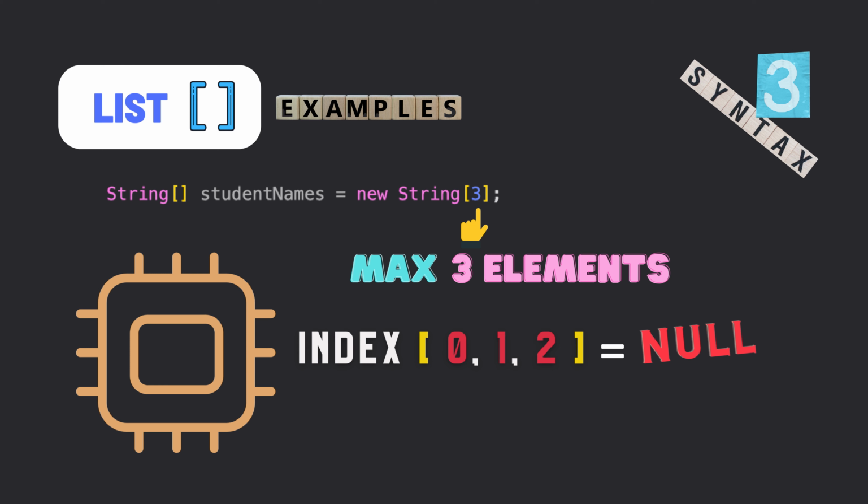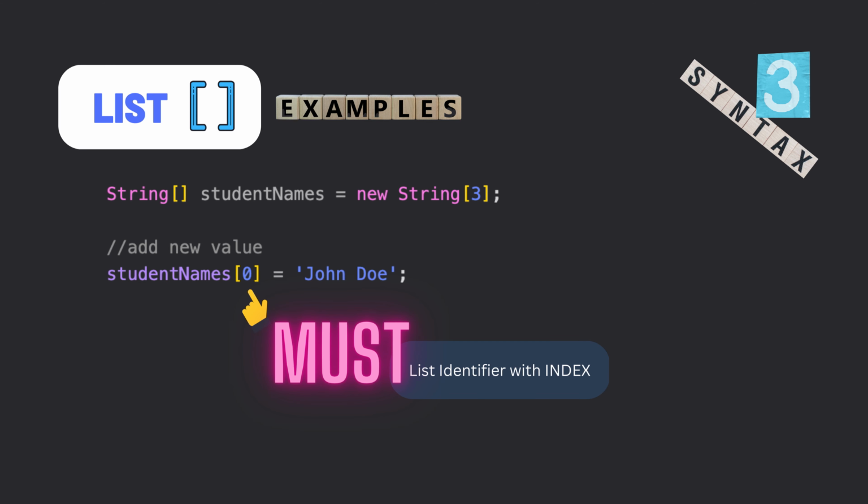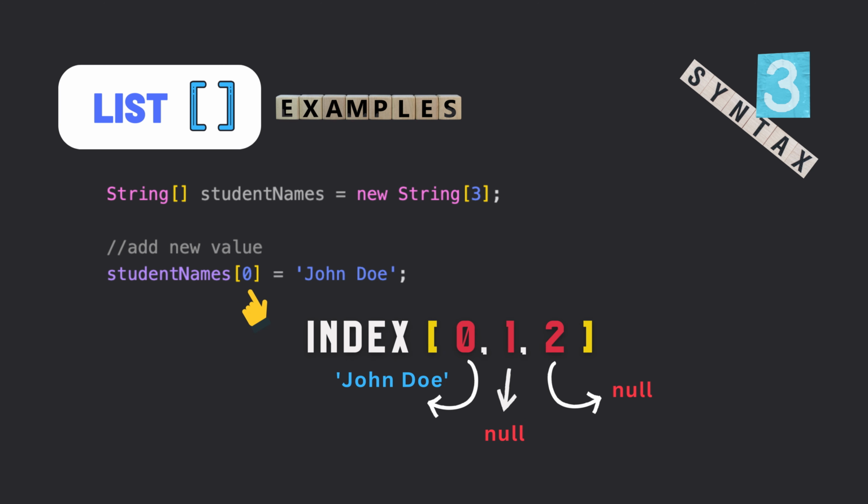Null means empty. We will talk about null value in an upcoming video. However, we can assign values to any index regardless of the order. For instance, we assign John Doe to index 0. Keep in mind we must use this pattern for value assignment when using this syntax. Index 0 now has value and the rest remains empty.